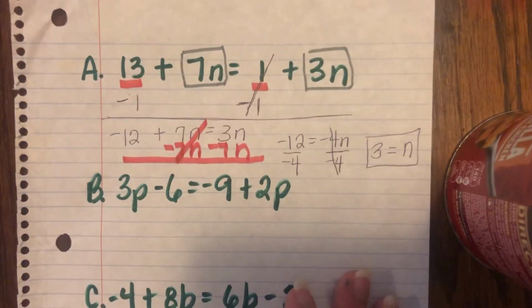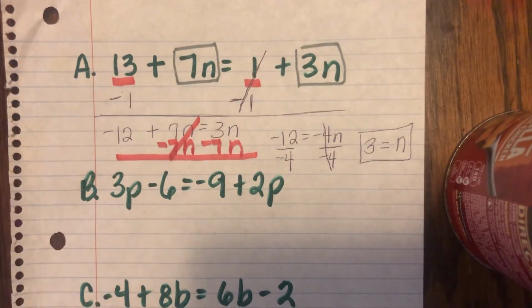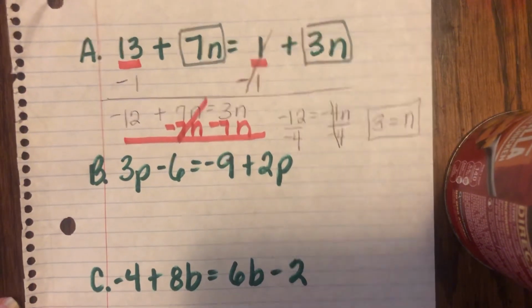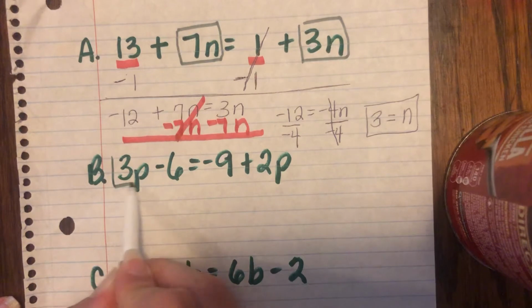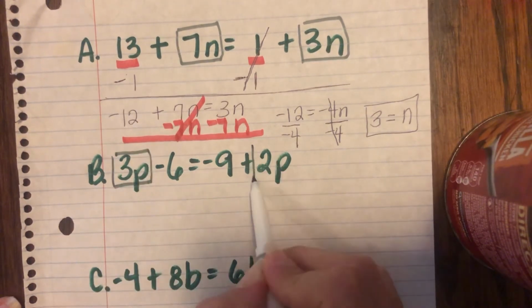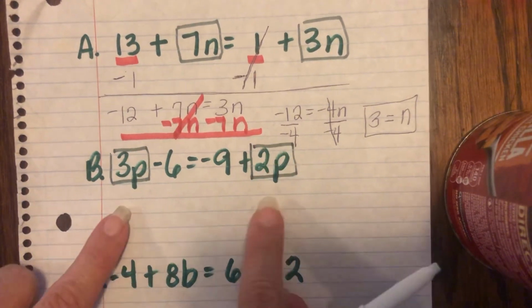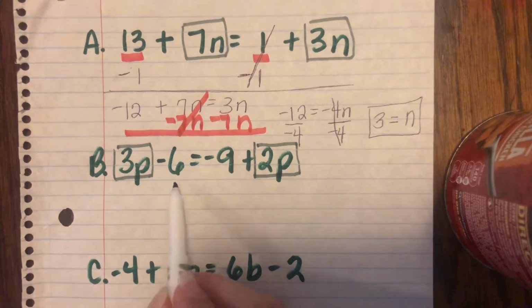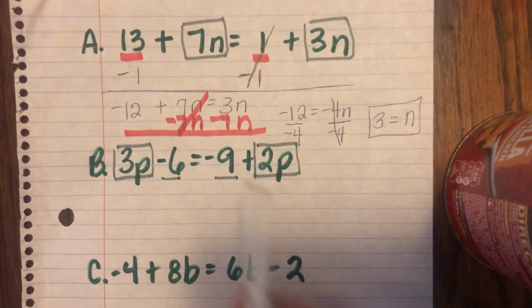Okay, it's probably starting to come back to you now. It's probably like, okay, I remember this now. So here we go again. So we have 3p and we have 2p. These guys are like terms. Negative 6 and negative 9. Those are like terms.